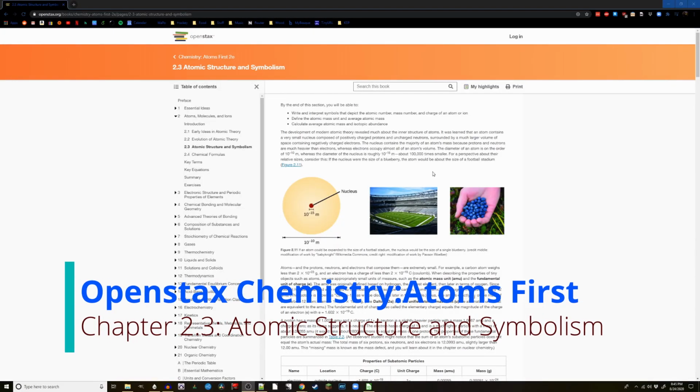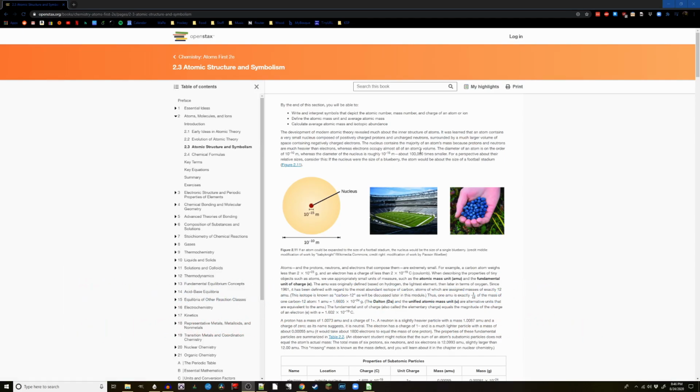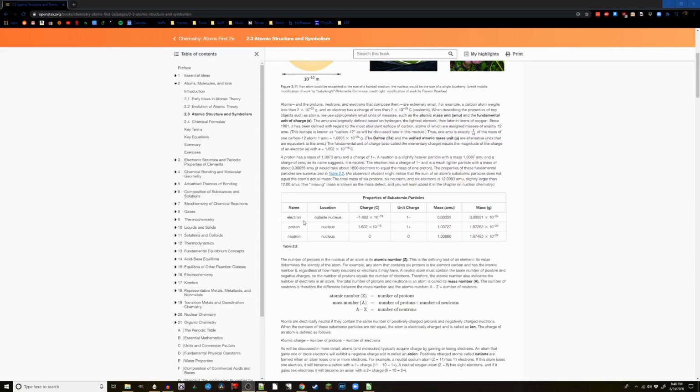Which doesn't mean that, say, a proton and a neutron are exactly 1 AMU each. They're just a tiny bit more, which is really problematic. There's this thing called the mass defect that we don't really want to get into right now. There's actually a useful table here in our textbook, chapter 2.3, Atomic Structure and Symbolism, that summarizes the properties of electrons, protons, and neutrons. It has charges in both coulombs and elementary charges, and the masses of all these particles in AMU and grams.